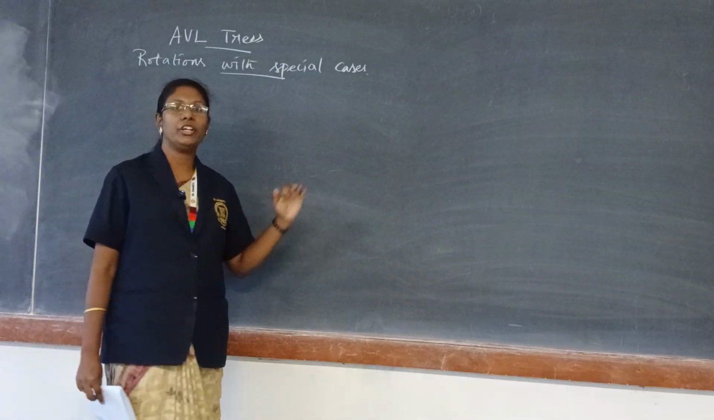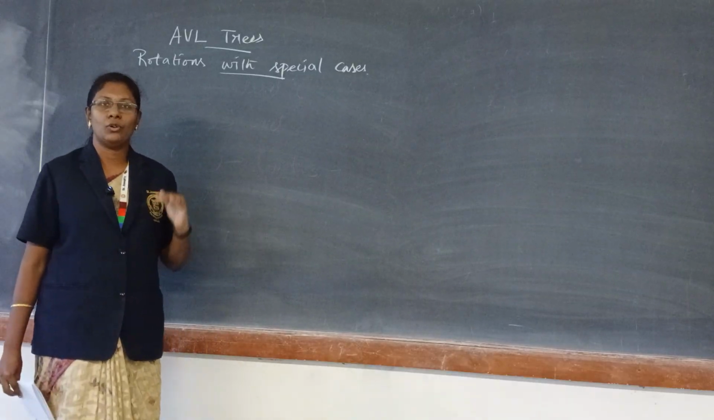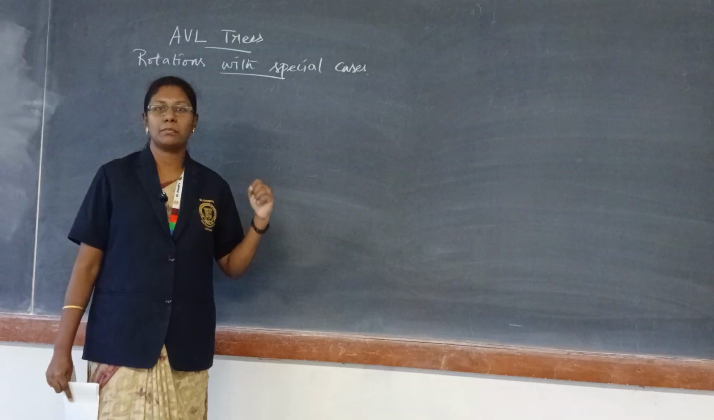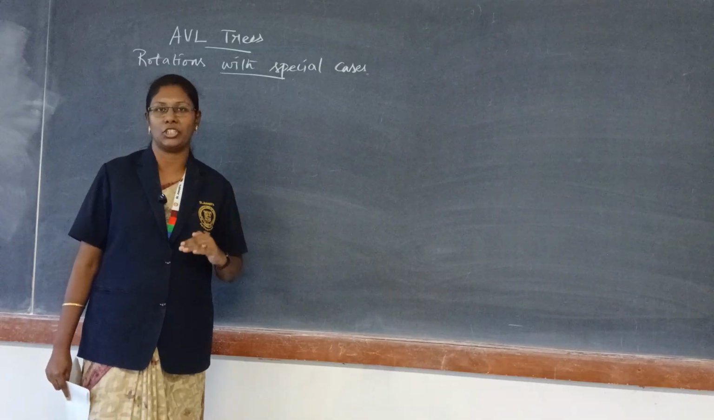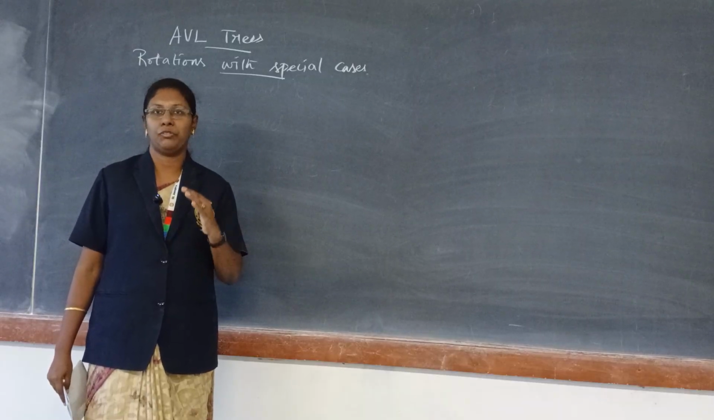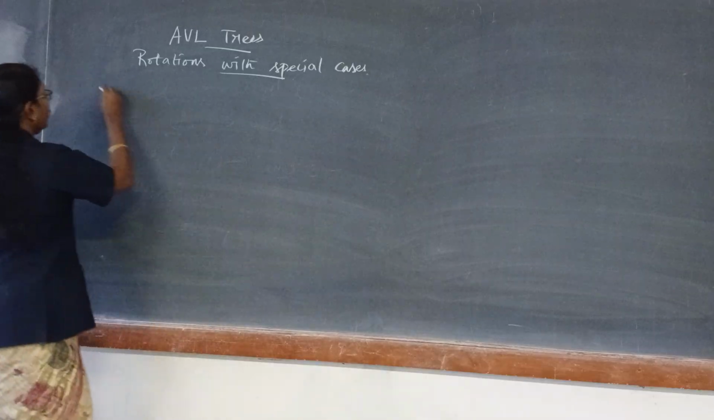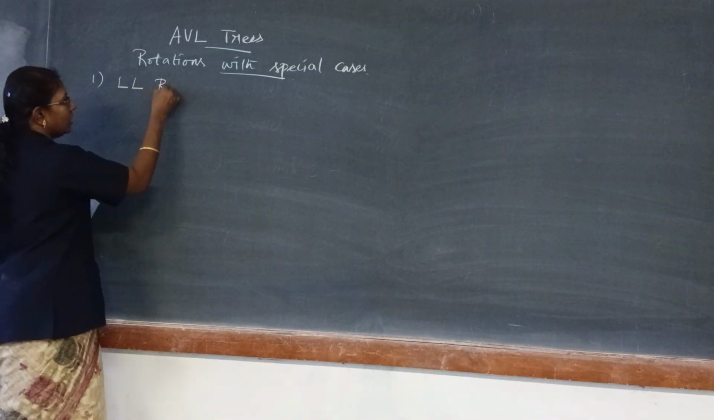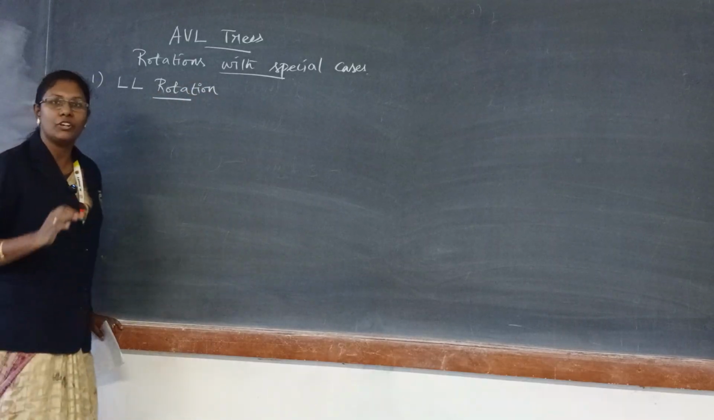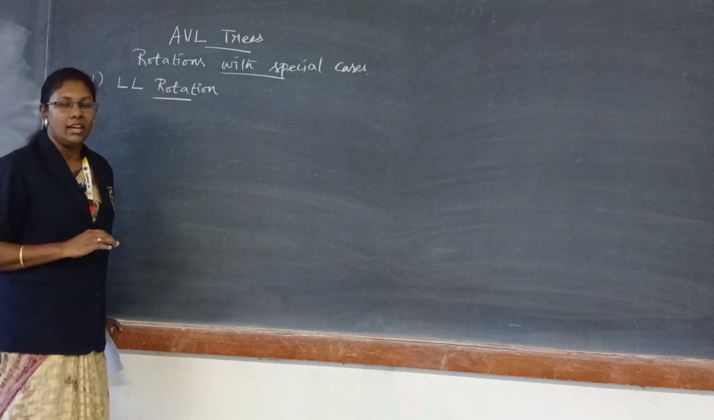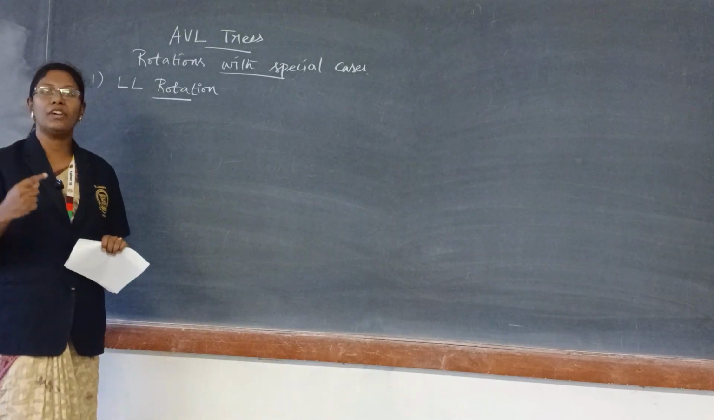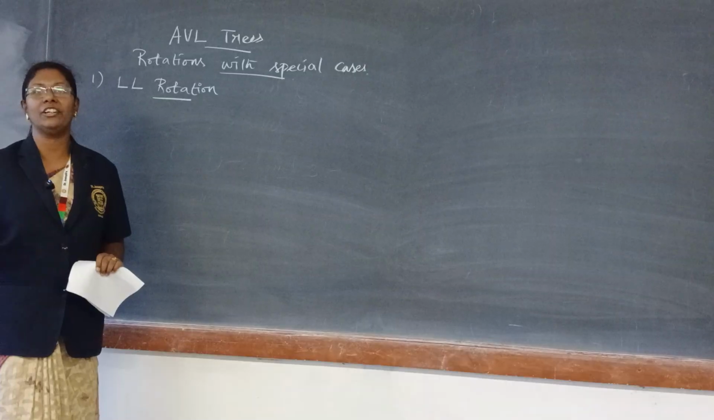Okay, so in this video I'm going to explain how rotations happen in some special cases. I'm going to explain this for all four rotations, that means two single rotations and two double rotations. The first one I'm going to explain is LL rotation with special cases. For the LL rotation, we perform only the left rotation in AVL trees. Here the structure of the AVL tree is different in the special cases from the normal cases.